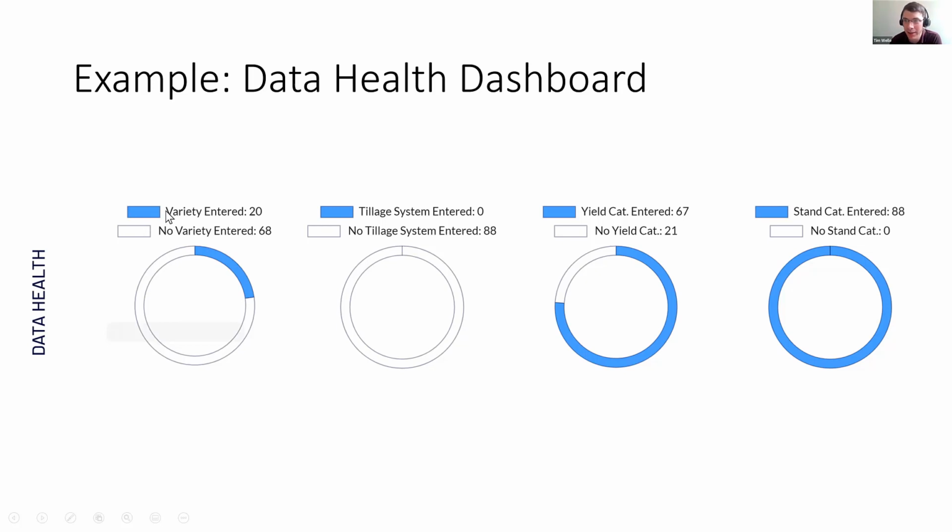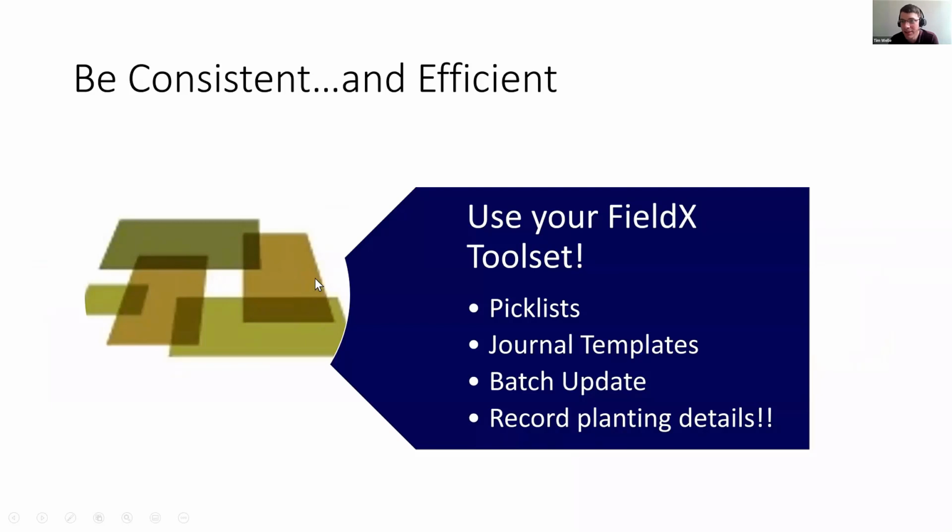So this is an example where, for variety, there are 20 fields out of 88 total that have a variety. The remaining do not. If you're in June and your chart looks like this, that means quite a few people, either on your team or yourself, didn't get the variety in, or you didn't get the variety information from the grower, whatever it might be. So the idea is these tools and dashboards can give real-time feedback that can help make sure your operations are consistent and efficient. Any other questions before I jump into going through a few basics in FieldX?